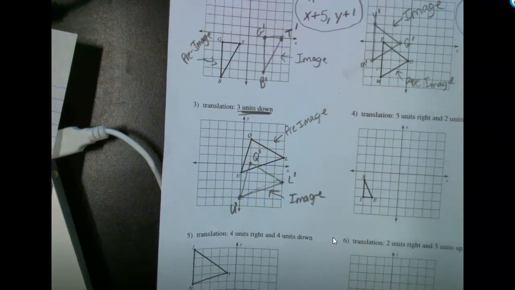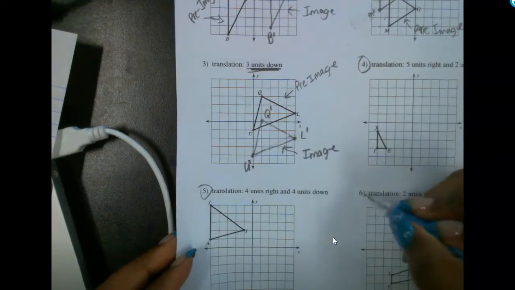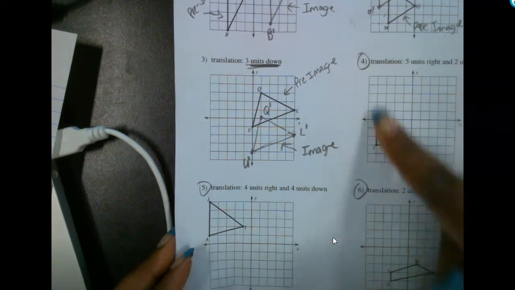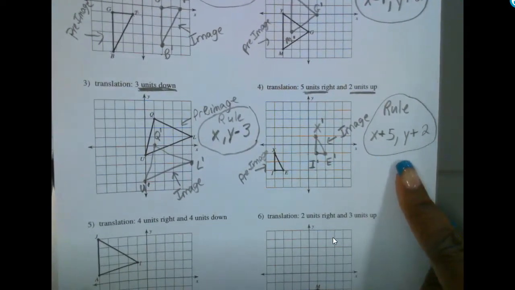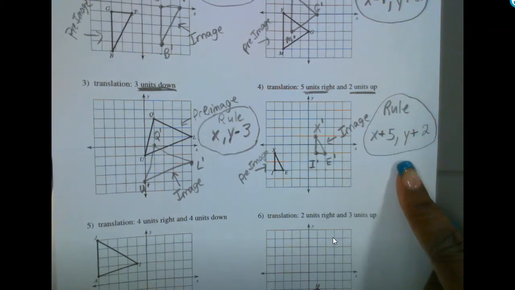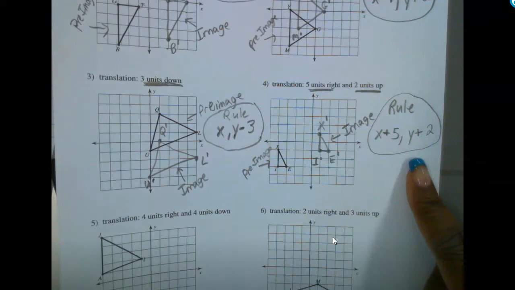All right. I want you to do these on your own. 4, 5, 6. Pause the video to see if you can do that on your own. Just to make sure that you have number 4 correct, this is what number 4 should look like. Okay, if you have to make corrections, pause the video.